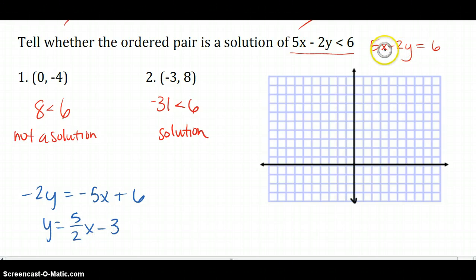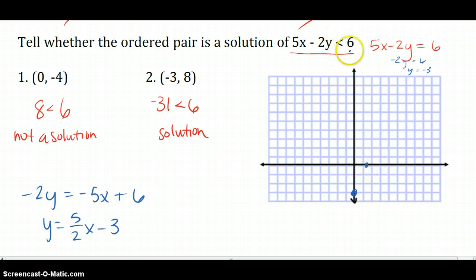I can also just plug in 0 for x and y and get the x and y-intercepts. If I do that, I plug in 0 for x. That means I have negative 2y to solve for y. I just divide and y equals negative 3, so that's my y-intercept. And then I put in 0 for y and get my x-intercept. I put in 0 for y, then I have 5x equals 6, so x equals 6 over 5, which is just over 1. So I put a dot right there. And I go to make my line.